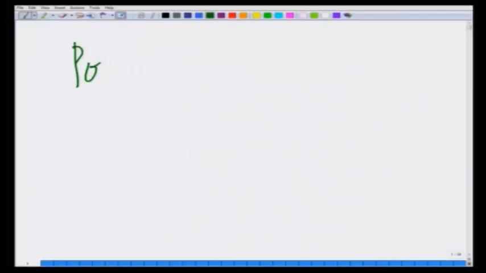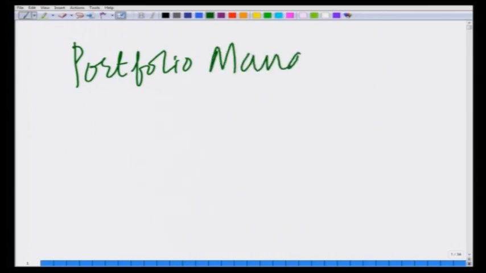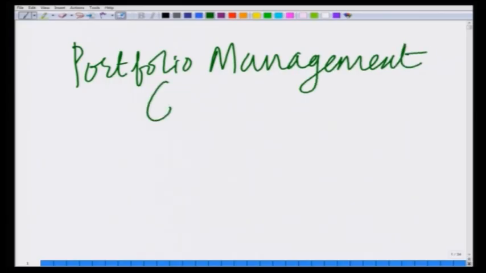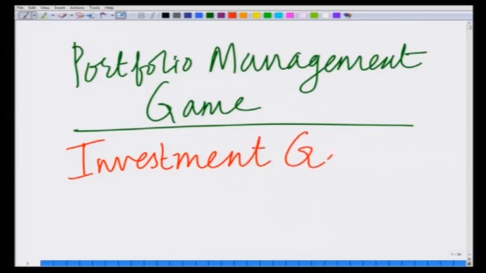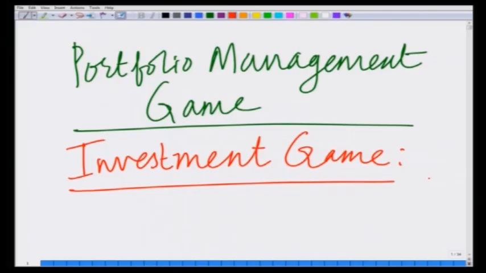Let us look at a portfolio management game or an investment game. What is this investment game?